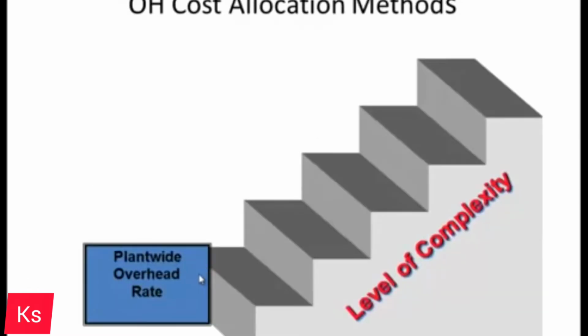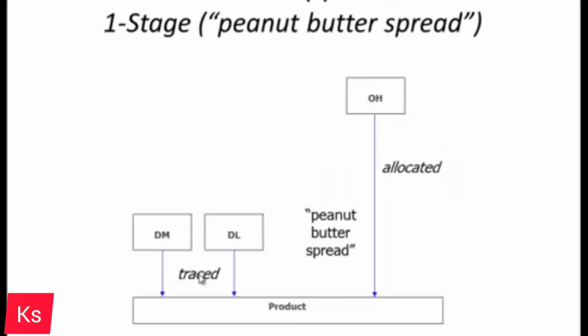As I said, we can have different levels of complexity in our product costing system. Let's start with the simplest, a single overhead rate, what we would call a plant-wide overhead rate. That's where all of the overhead is going to be allocated to the products using one overhead rate. You think about this pictorially. You think about the product, the cost object there at the bottom.